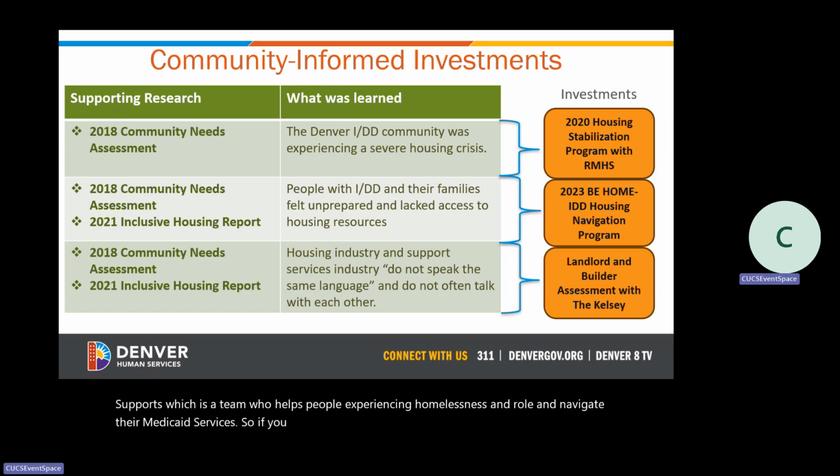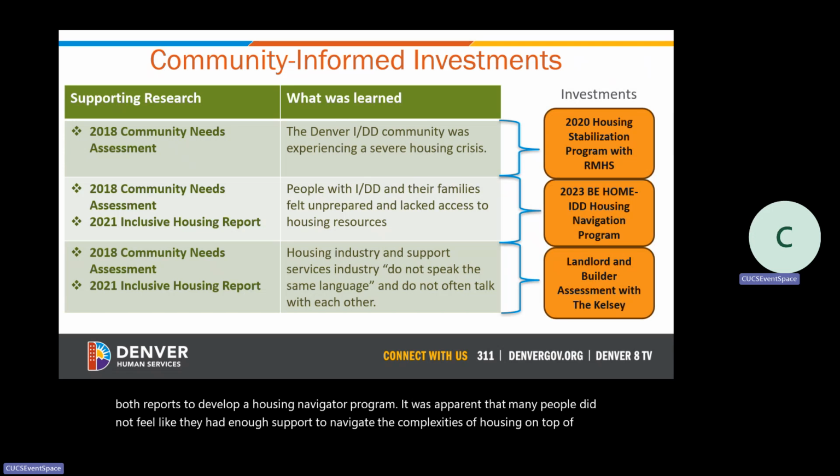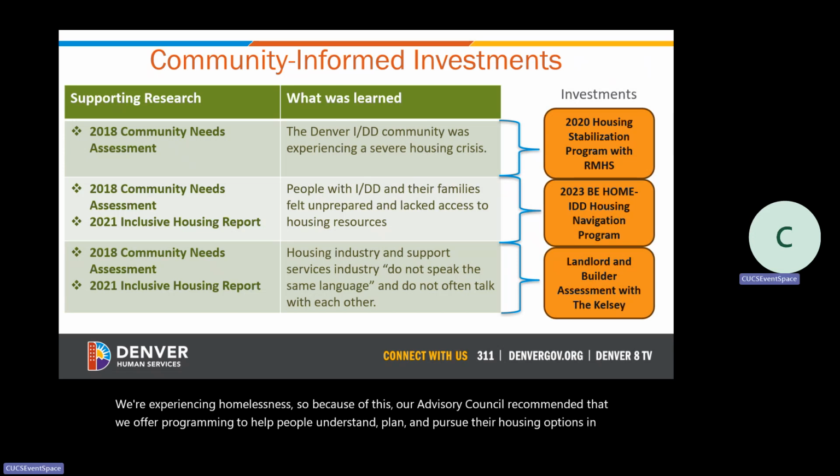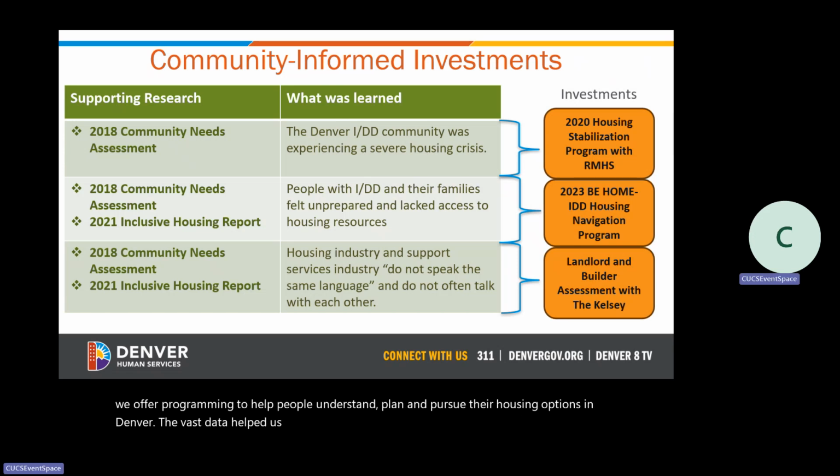So if we look at the second row, you'll see how we leverage data from both reports to develop a housing navigator program. It was apparent that many people did not feel like they had enough support to navigate the complexities of housing. On top of this, the Inclusive Housing Report revealed the alarming reality that many Denverites with IDD were experiencing homelessness. So because of this, our advisory council recommended that we offer programming to help people understand, plan, and pursue their housing options in Denver. The vast data helped us feel confident that this was a true gap in our community that we had an opportunity to fill.